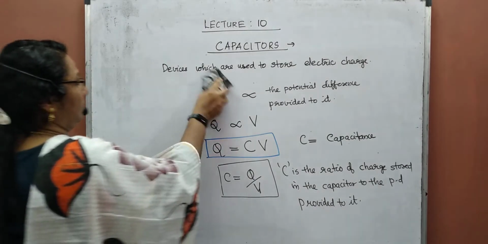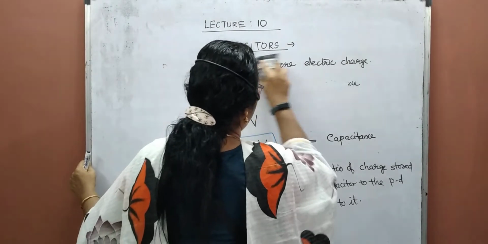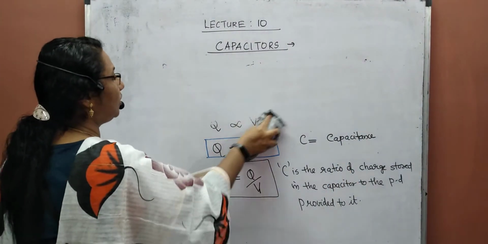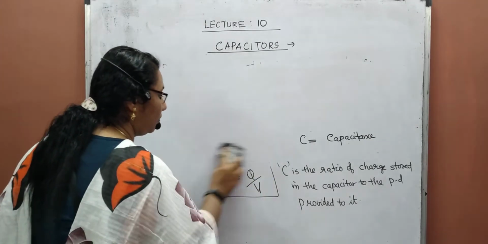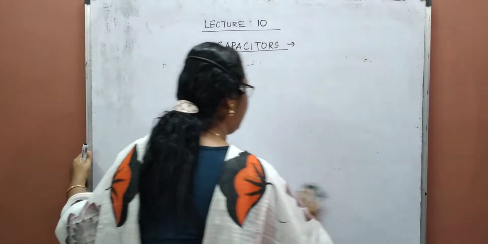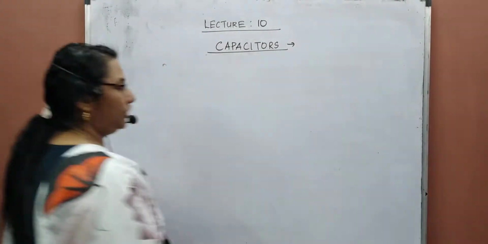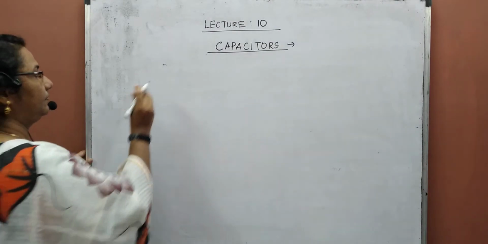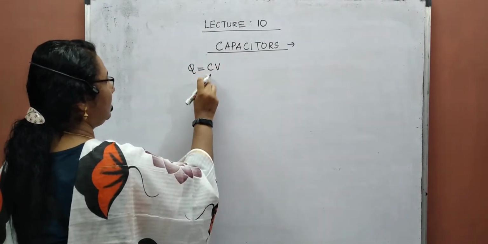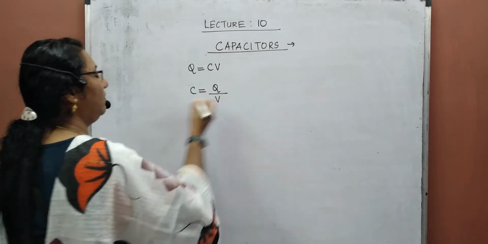From this topic, we got a new term, a new physical quantity called the capacitance. So, we want to know the unit of this capacitance also. Can you tell me what is the unit of capacitance? How to take the unit? Our equation is Q is equal to CV, the basic equation. From that, we can write C is equal to Q by V.